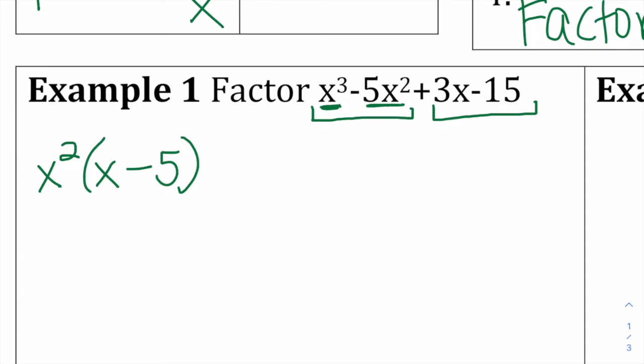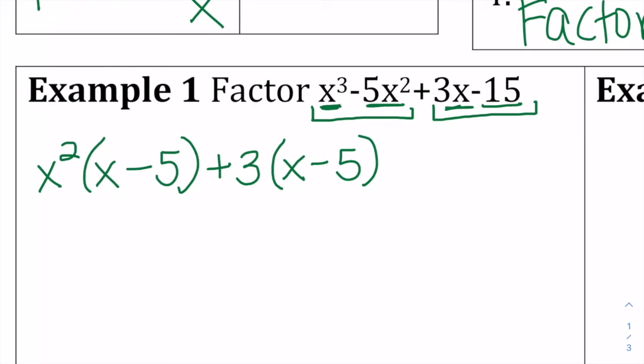Now let's look at the next 2 terms. And you can see that 3x and 15 have a common factor of 3, of positive 3. So that's why I wrote a plus 3. 3x divided by 3 leaves us only with an x, right? 3 times x brings us back to 3x. And then negative 15 or minus 15 divided by 3 is going to be minus 5.